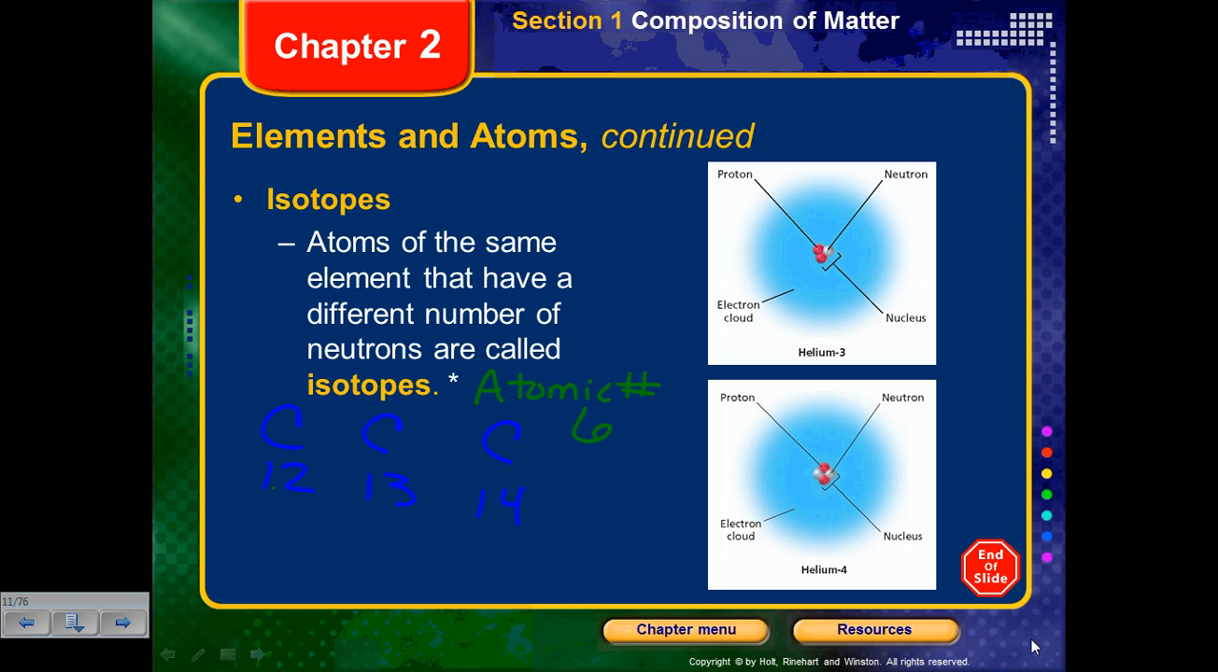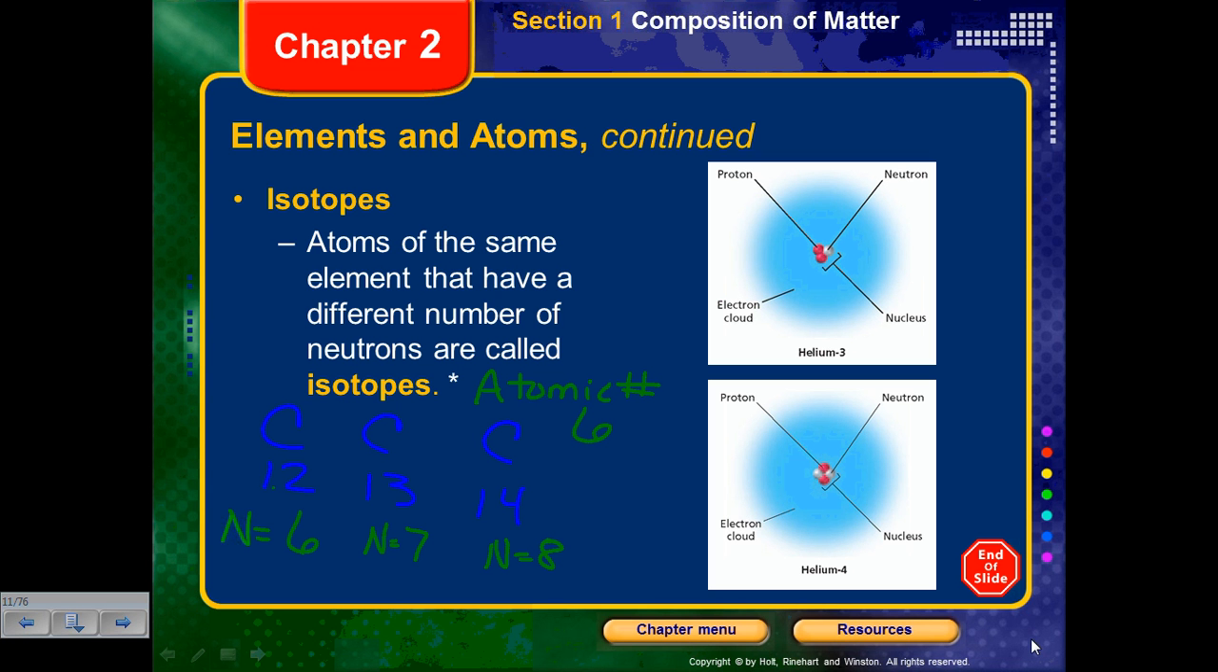So 12 minus 6, how many neutrons? 6. So that one will have 6 neutrons. What about carbon 13? 7. Okay, it's going to have 7 neutrons, and carbon 14 is going to have 8 neutrons. Okay, but all of them are carbon. They're still carbon, but they have different versions of carbon. So yeah, 12, 13, and 14, those are the mass numbers.